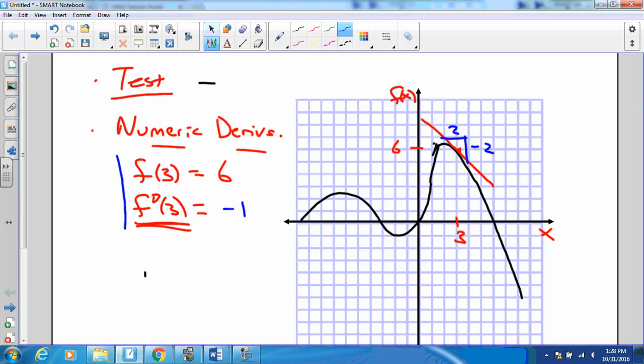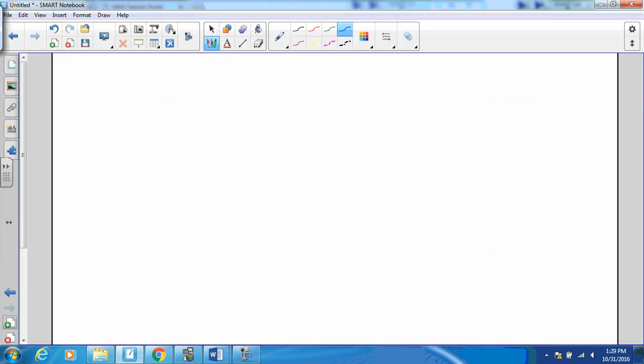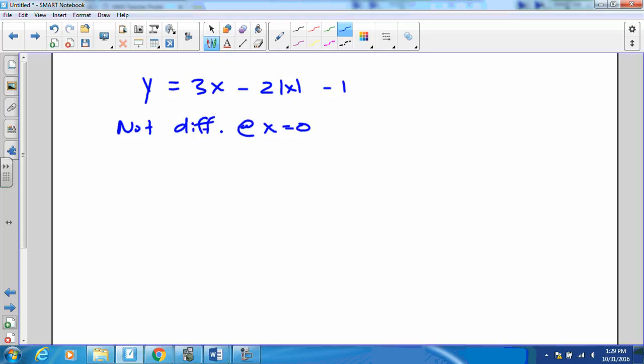Okay. Well, let me take just a moment now to talk about how to justify your work on something like number 15 in your homework. And in number 15, you're given this function here, and you're told that it is not differentiable at x equals 0, and now they ask you why.